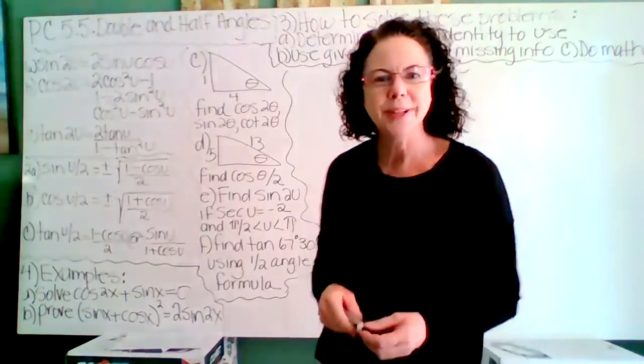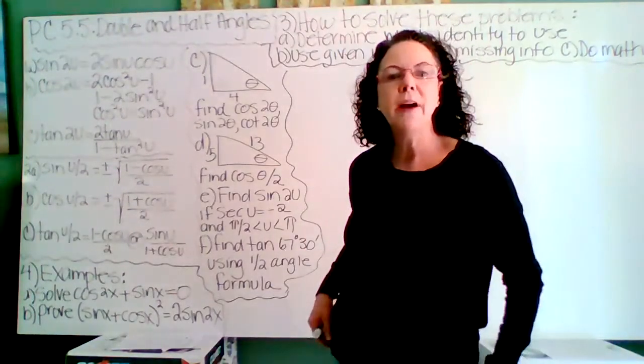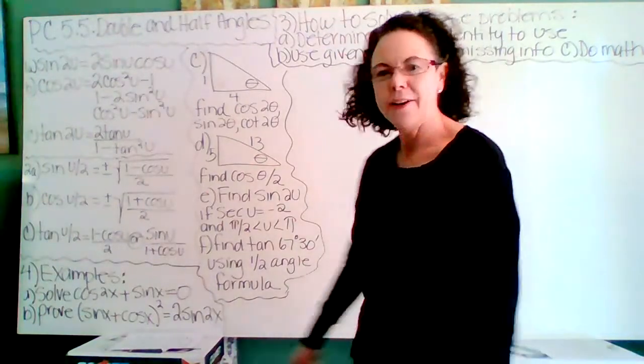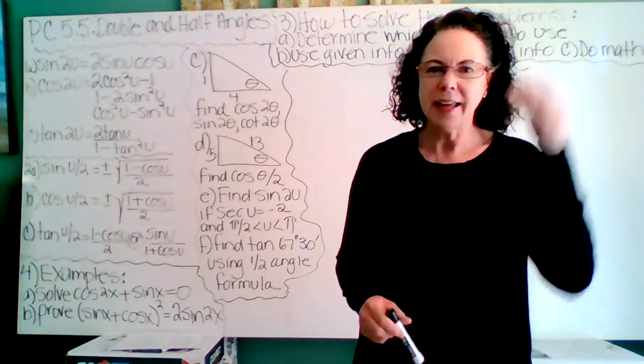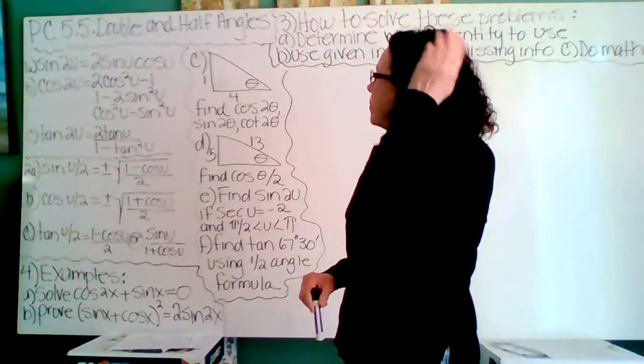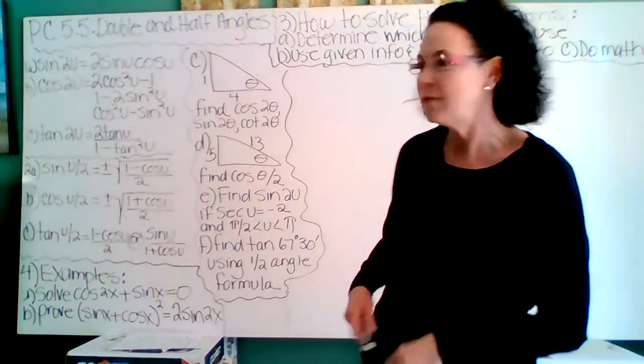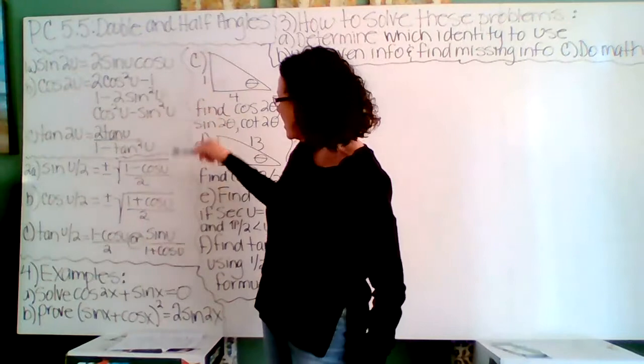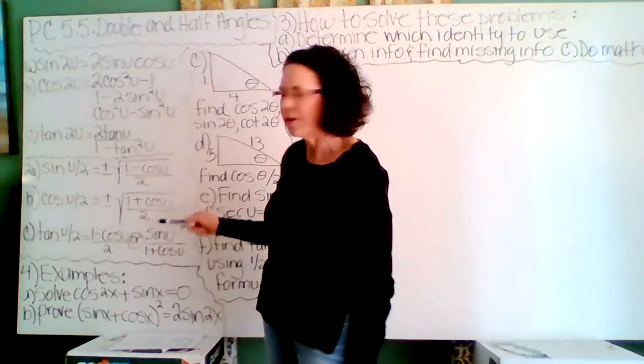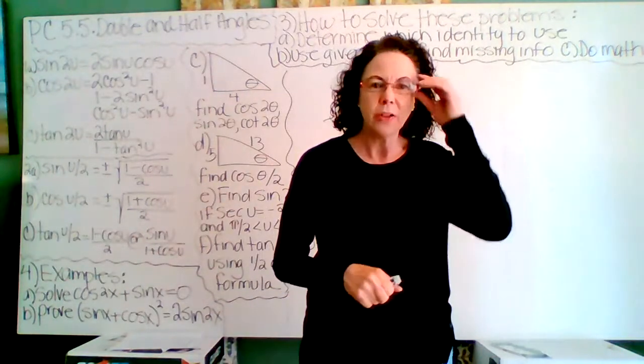Hi, pre-calculus students. Welcome to section 5.5, double and half angles. This is the section that is last on your memorization sheet, and I have listed number 6 and 7 on your memorization sheet here for us to use so we can all look at that.